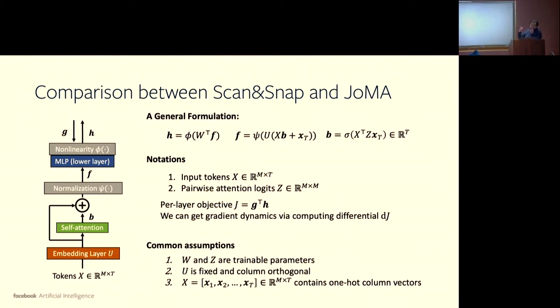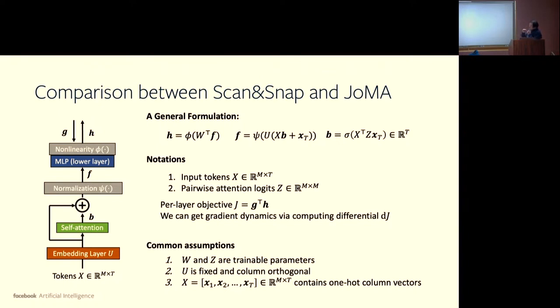Here's a general formulation that tries to combine the two things together. So here we have a unified general formulation that combines these two, with these notations and the common assumptions between the two papers. First of all, the lower layer weights W and also the self-attention layer weights Z are both trainable parameters. They can be trained.